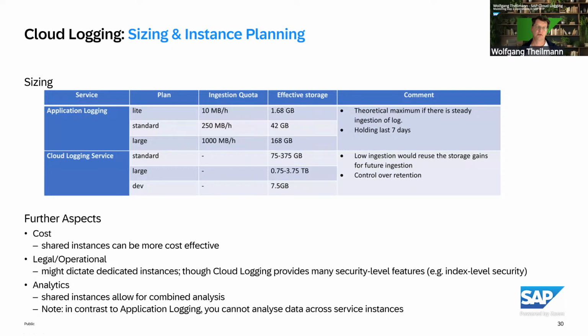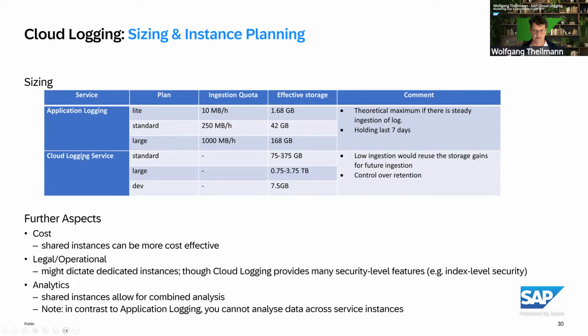One also relevant thing, if you think about cloud logging, is to consider the sizing. How much do you need? How much volume? Here you see in our innovation guide one table, it's copied from there. It simply explains the difference. With the application logging, you have the 3 service plans super fixed with their ingest quota per hour, and then the maximum effective storage. This is only a very theoretical value, because you can only reach it if you have a steady load across the whole time. So in most cases, you will see way less.